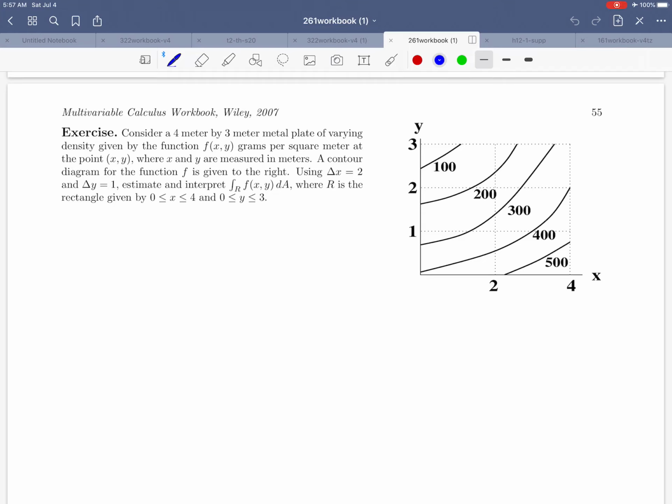Hello everybody, and welcome to the exercise on page 55 of the workbook. This is going to be an example of estimating a double integral of a function. Okay, so let's read this question together.